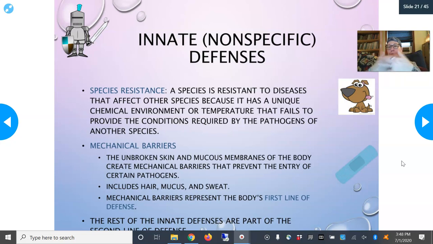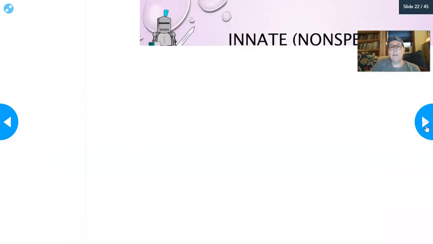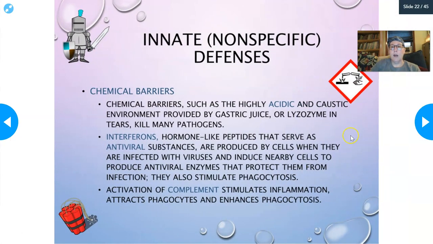So it's kind of like the first barriers to prevent things from going into the body. The rest of the innate defenses are part of what we call the second line of defense. So first line of defense is block entry, right? Okay. Second line of defense is, if for some reason there has been entry, a second layer, if you will, of protection. So chemical barriers are number one.